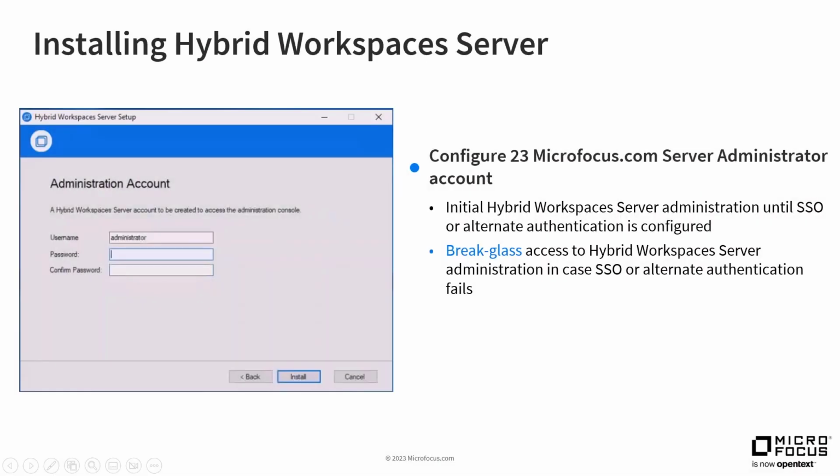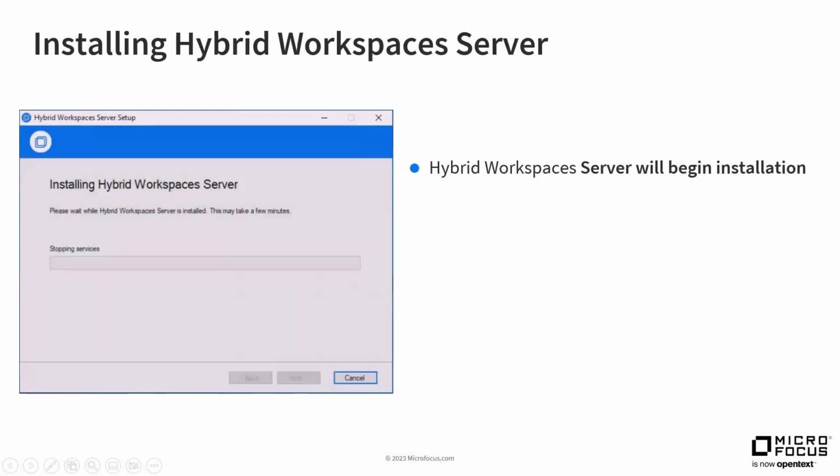And finally, you're going to be prompted to configure a Turbo Server administration account. This is the initial Turbo Server account that will be used to configure Turbo Server until you set up SSO or an alternate authentication method. It can also be used as a break glass account in case your SSO or other authentication fails. After all of these prompts, Turbo Server will begin to install.